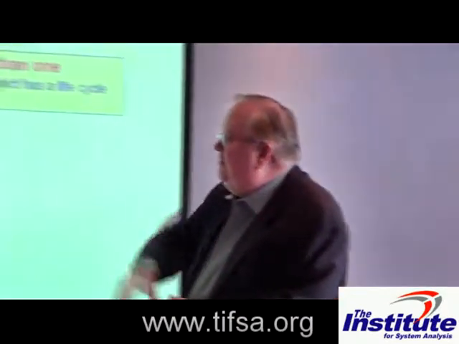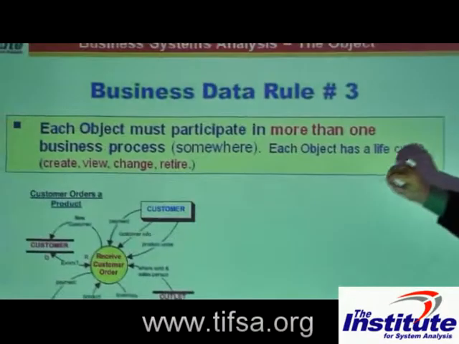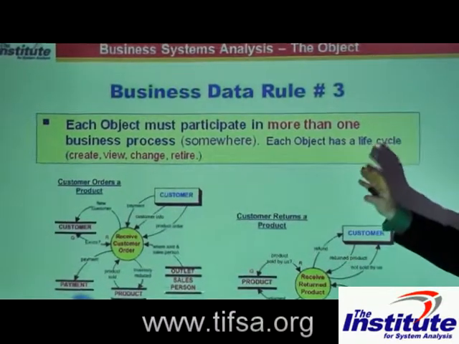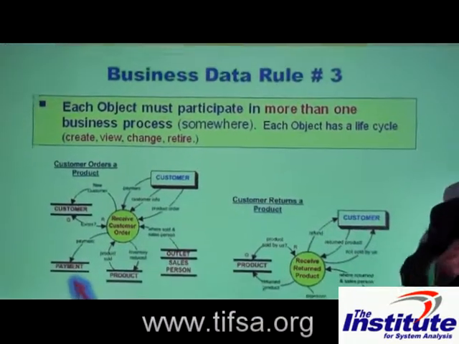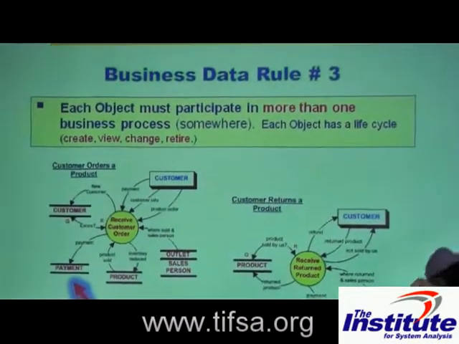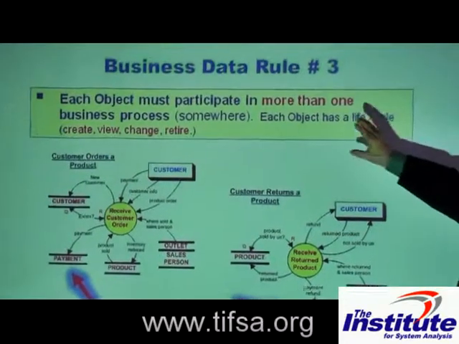Rule number 3 is, again, very, very easy to deal with. Every object that you identify has to be able to participate in more than one business process, but not necessarily just in the project you're working on. It could be somewhere else in the organization. And that's because an object has a life cycle.